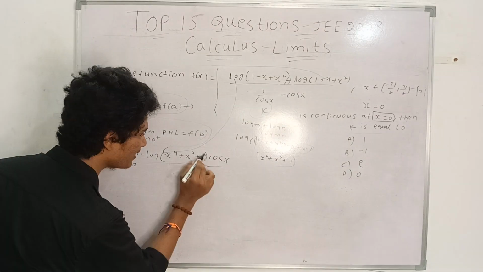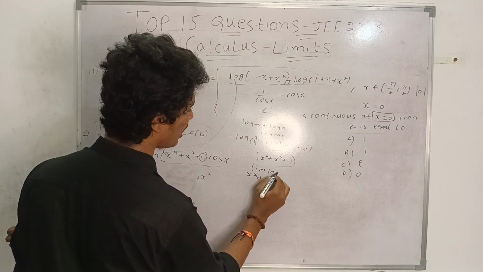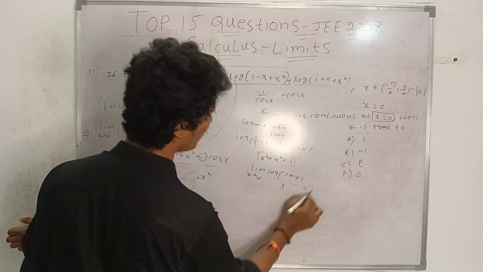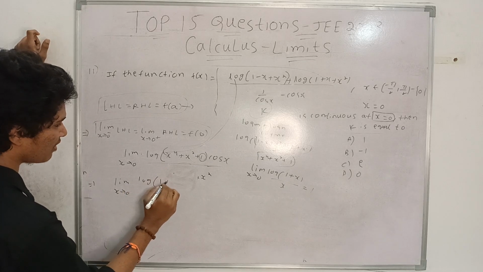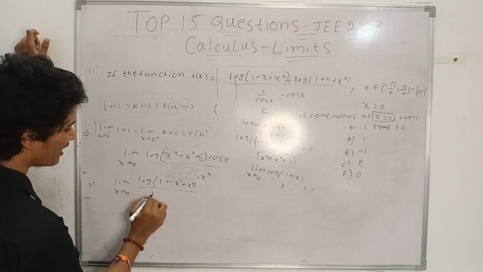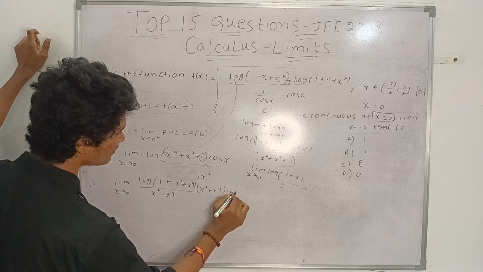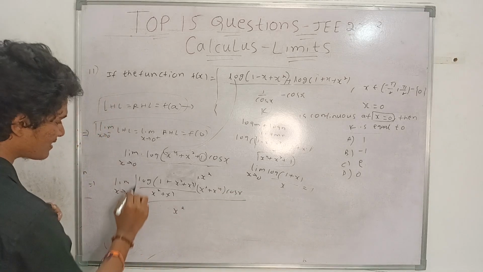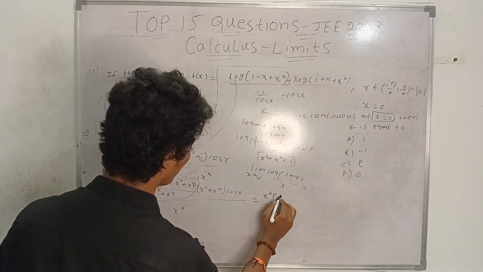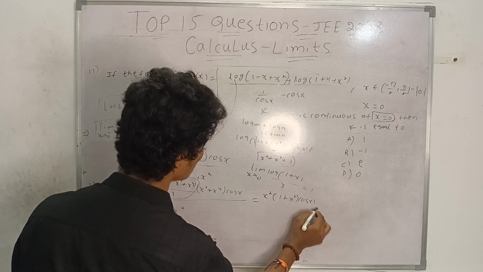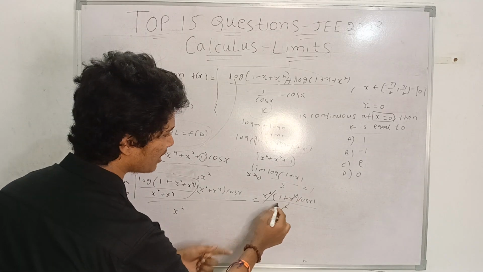Now by seeing this, I got an idea to use a relation: when x tends to 0, log of 1 plus x divided by x is equal to 1. So by using that identity, I can transform this question as log of 1 plus x square plus x power 4 divided by x square plus x power 4, into x square plus x power 4 into cos x divided by x square. And this complete thing is equal to 1 here. Taking x square common in the numerator, I will get like this. X square will get cancelled, and when we substitute x equal to 0 here, I will get 1.